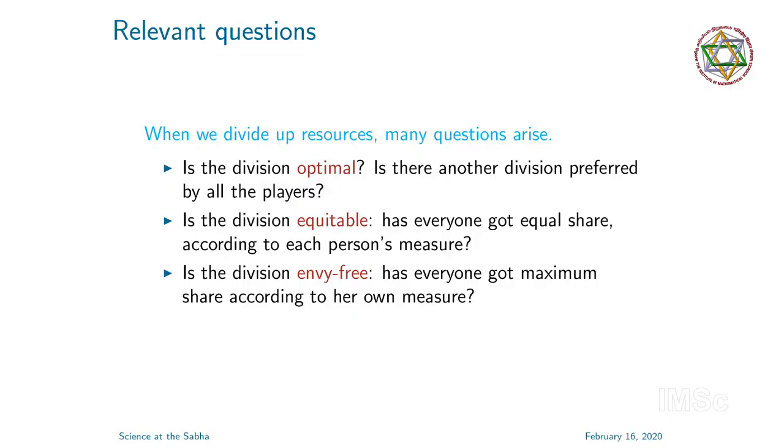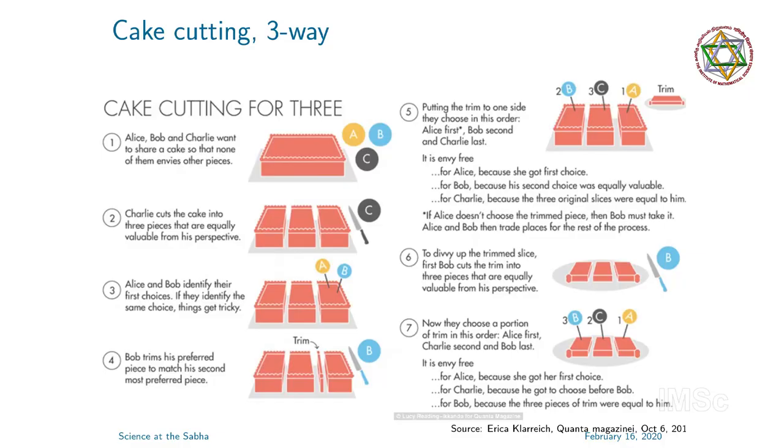And is it envy-free? This would be really nice, where according to my own measure, I feel I have got the maximum, right? And everybody feels that way. Is that possible? I'm not going to go through this, but I can refer you to Erica Klarreich's beautiful exposition of it in Quanta magazine. Go look it up.